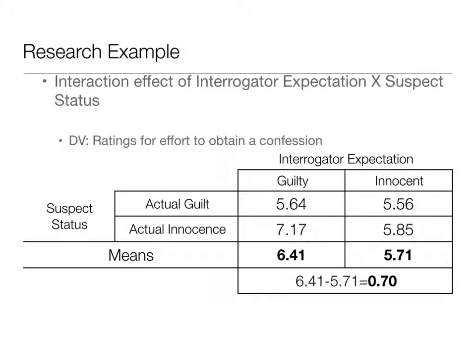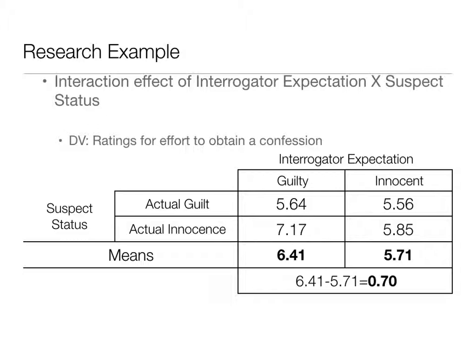So basically what you do is you have these marginal means. You've already done these marginal means when you're looking at main effects and interactions. So they're already there. Okay, and you say, okay, well, what's the difference between these marginal means? Well, here our difference is 0.7, okay? And if we don't have an interaction, then that 0.7 difference between guilty versus innocent should be seen at each level of suspect status, okay?